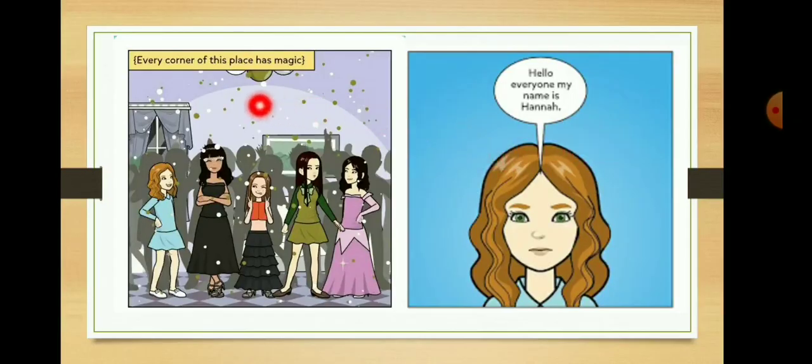First, in the top part of the comic, we can see a square. In this square, usually they give some information about the place or the space where the story happened. Then we can see the characters and a speech bubble. In this case, it says, "Hello everyone, my name is Hannah."